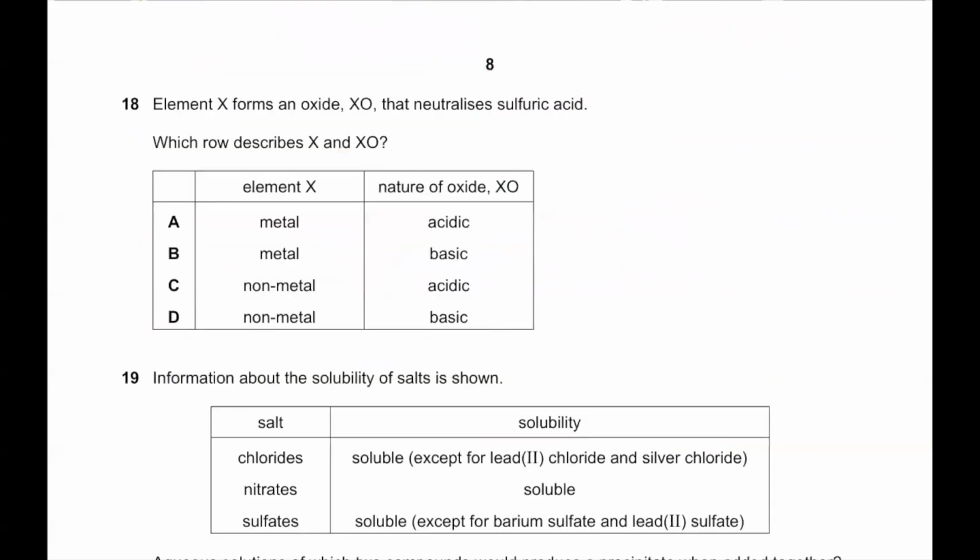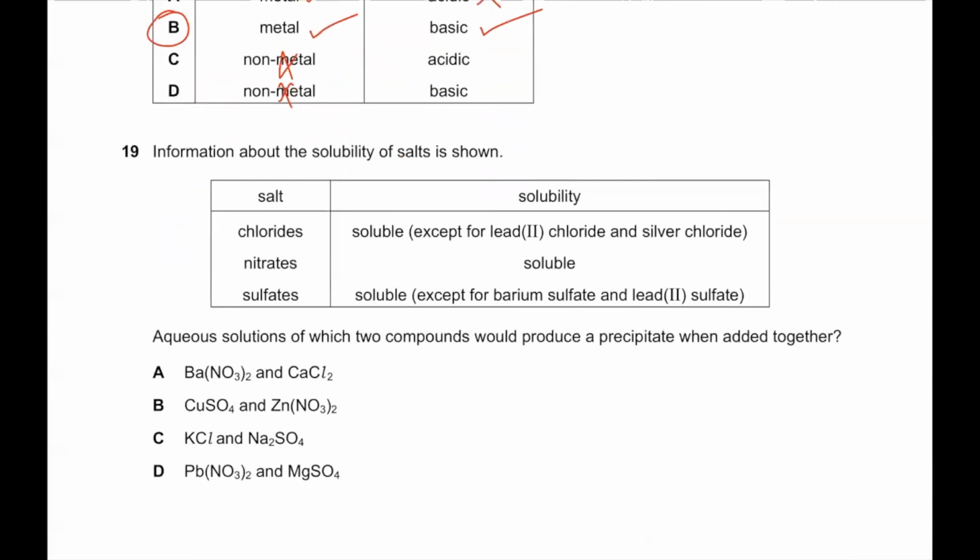Guys, moving to question number 18. The element X forms an oxide, XO, that neutralizes sulfuric acid. Which row describes X and XO? So element X and the nature of the XO. If element X is a metal, the nature of XO will not be acidic. If it is a metal, then it's going to be basic. And it says that it neutralizes sulfuric acid, so it definitely has to be basic. It cannot be a non-metal. So B will be the correct answer, guys. 18B. Non-metals can form acidic oxides, which is why I had to cancel them out.